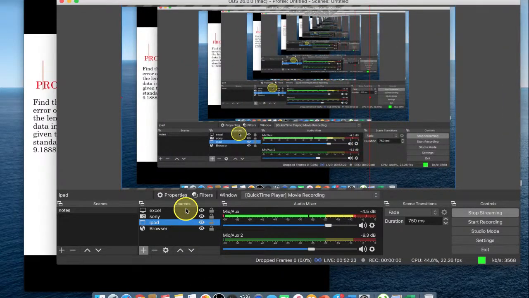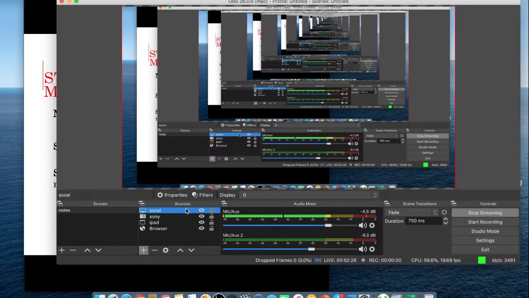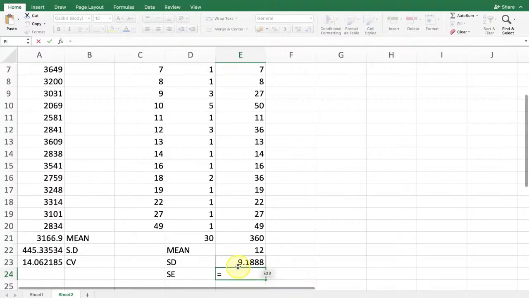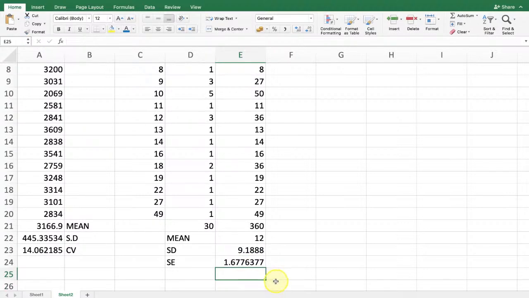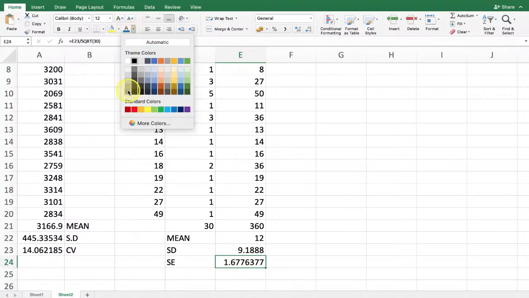The formula says standard error is equal to S over the square root of N. S, the standard deviation, divided by the square root of N. What's our N? The number of observations is 30. So the standard error of the sample mean is 1.68.